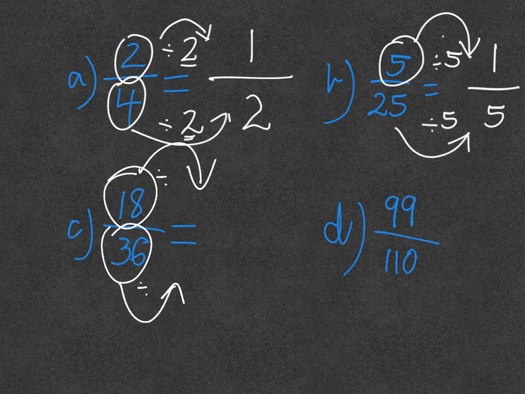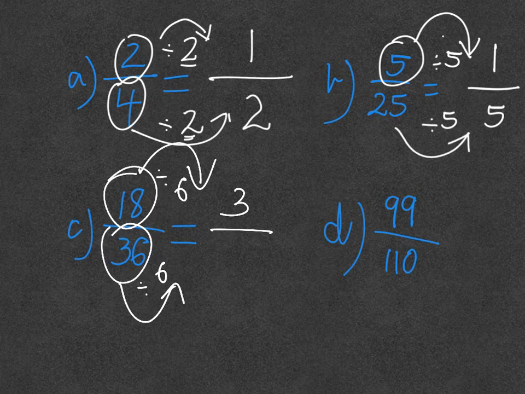Can 18 be divided by 6? Can 36 be divided by 6? Yes, they can. Let's try 6. I think we're on to something. 18 divided by 6 is going to give us 3. 36 divided by 6 is going to give us 6. So now we have 3/6. But we can go further, grade 5. We can simplify it further.